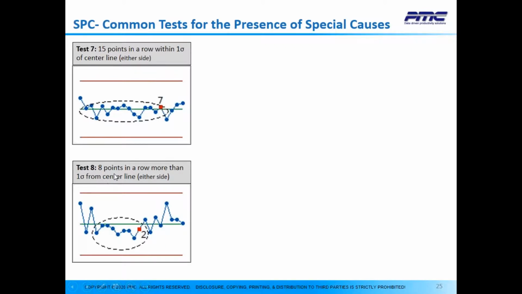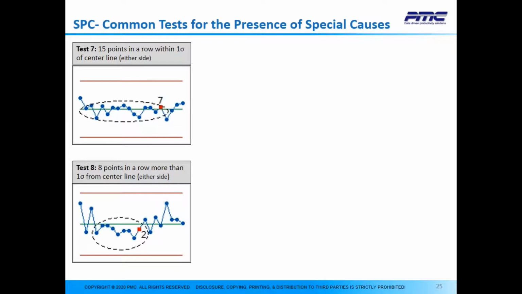This one here says 8 points in a row, more than 1 standard deviation from the center line. And I apologize, I think I do have another chart problem here. This is not reflecting what 8 points is about. So I need to fix that as well. But I think you're getting the point here is that we do have 8 tests. So whenever we have a control chart, we need to test them all out and make sure that we pass all these tests.